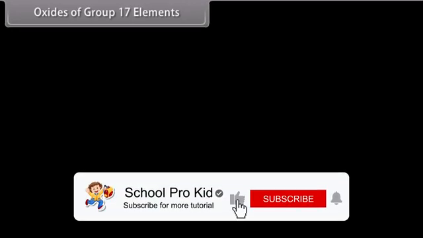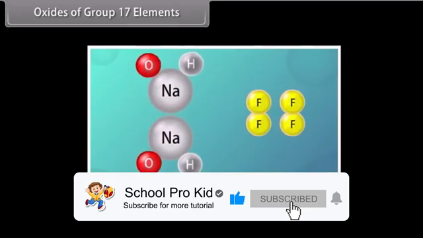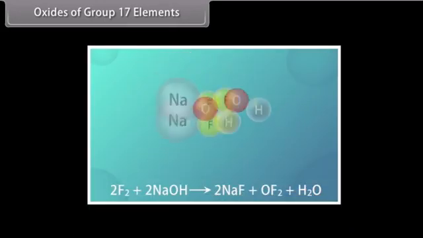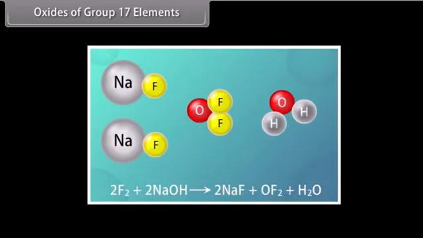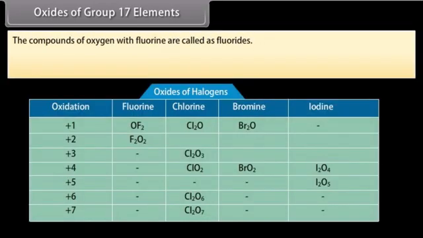Oxides of group 17 elements. Halogens do not combine with oxygen directly. For example, oxygen difluoride OF2 is prepared by action of fluorine on 2% sodium hydroxide solution. The compounds of oxygen with fluorine are called fluorides because fluorine is more electronegative than oxygen.